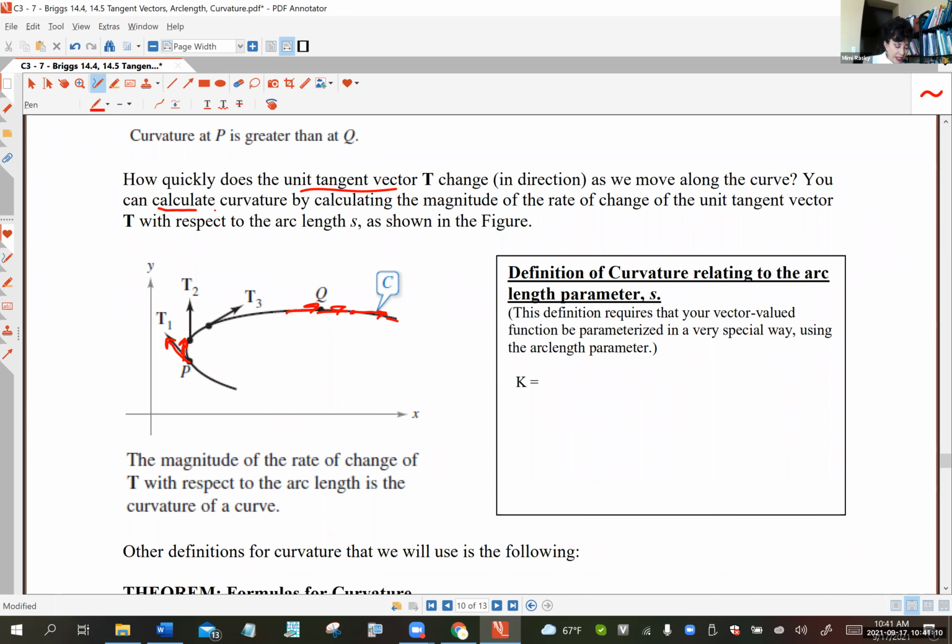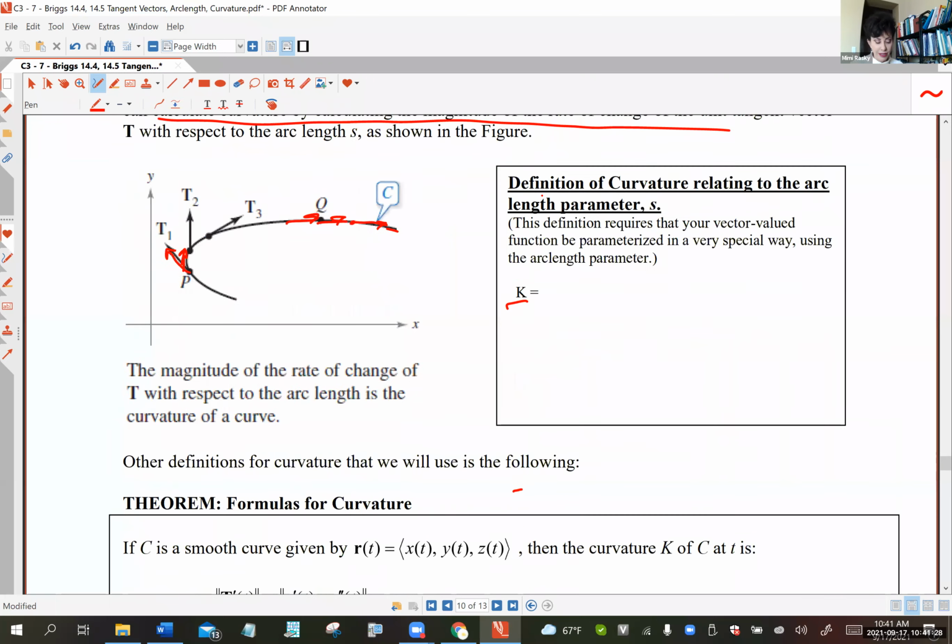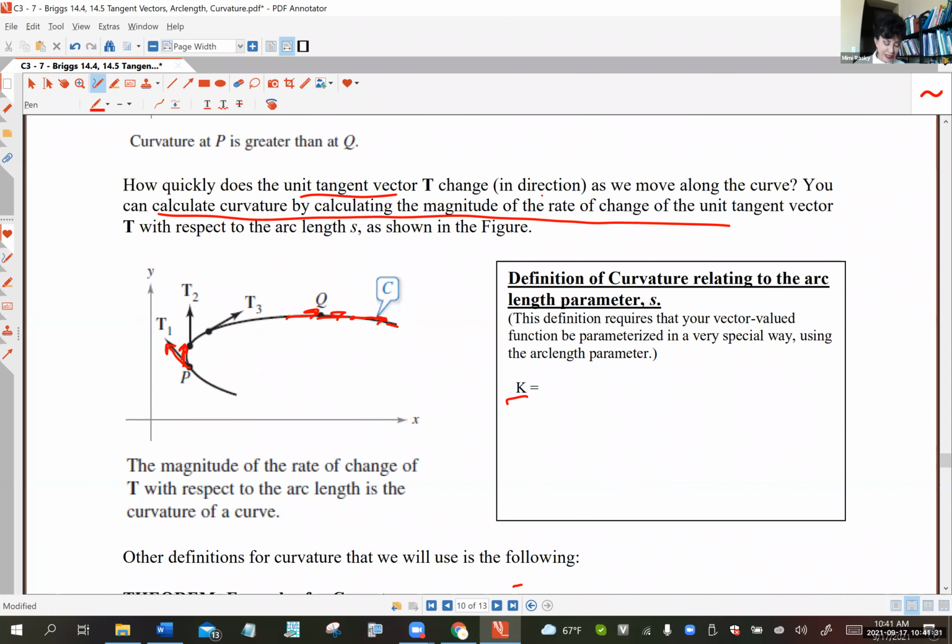So the way we calculate curvature is we calculate the magnitude of the rate of change of the unit tangent vector with respect to the arc length. So the official definition, and they use K to denote curvature. Why K? Why not something else? I didn't make this up. This is all textbook. You take the magnitude of the derivative of big T, but if it's been parameterized using the arc length parameter. So it's very specific. You could also write this as magnitude using different notation, dT/ds, same thing.